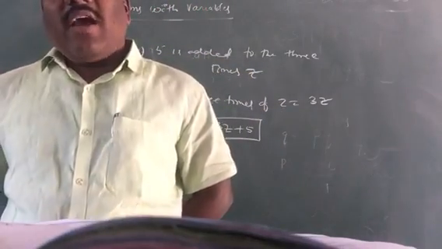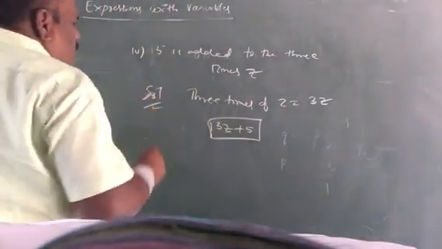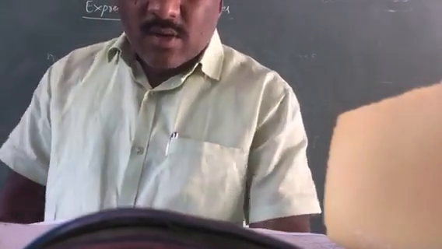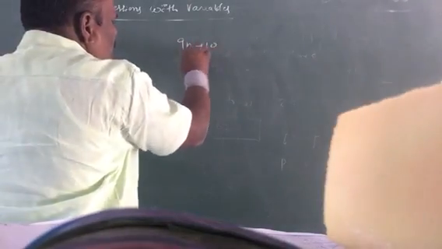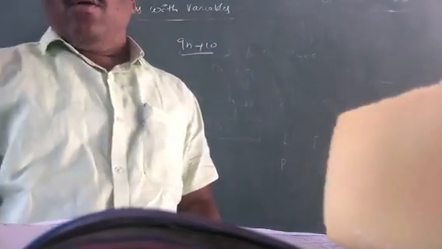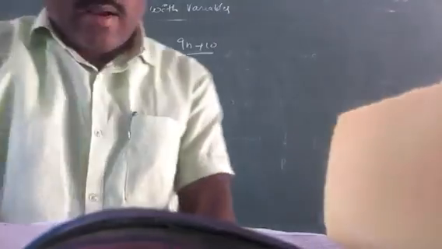Next, fifth one. 9 times n is added to 10. This is also very simple. What is the answer now? 9n plus 10, because 9 times n is added to 10.